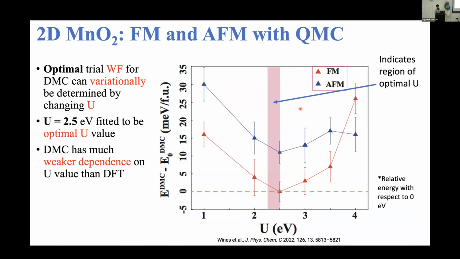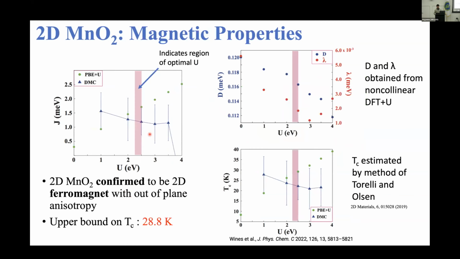So we applied the same workflow and optimized our nodal surface by changing the value of U. We found 2.5 eV was the fitted U value. Then we calculated J with QMC for different magnetic orientations, and found the anisotropy parameters from that optimal U, where we confirmed that manganese dioxide in freestanding form is a ferromagnet with out-of-plane anisotropy, and the upper bound on the TC is 28.8 Kelvin, which is less than chromium triiodide.